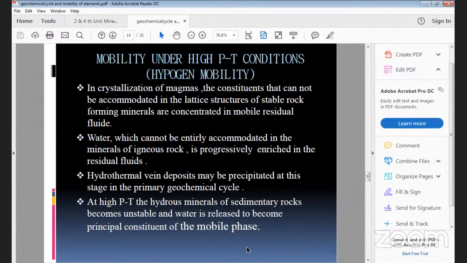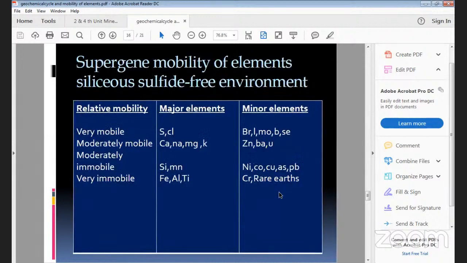Suppose in hydrothermal vein deposits, which may be precipitated at the stage of the primary geochemical cycle, at high temperature and pressure, hydrous minerals in sedimentary rocks become unstable, and water is released to become a principal constituent in a mobile phase. So it's a supergene element in a siliceous, sulfide-free environment. It's a relative mobility.